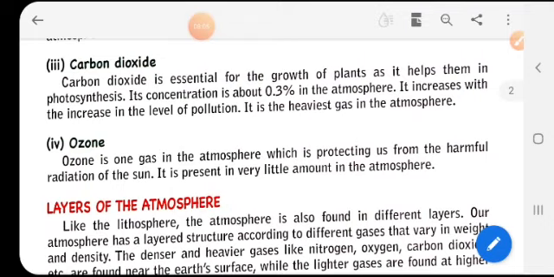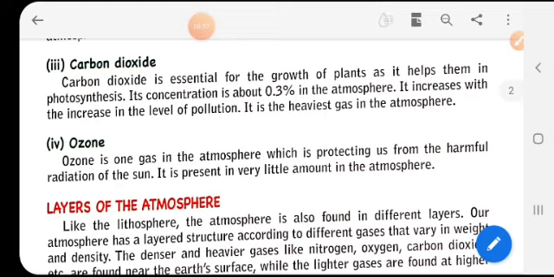It increases with the increase in the level of pollution. As the level of pollution increases, the amount of carbon dioxide also increases, and it is the heaviest gas in the atmosphere. So you can very well think, if carbon dioxide increases in the atmosphere, then it will gradually fall to the surface of the earth. When it comes to the surface of the earth, it will make life impossible, because we do not inhale carbon dioxide, as it is a poisonous gas for us.